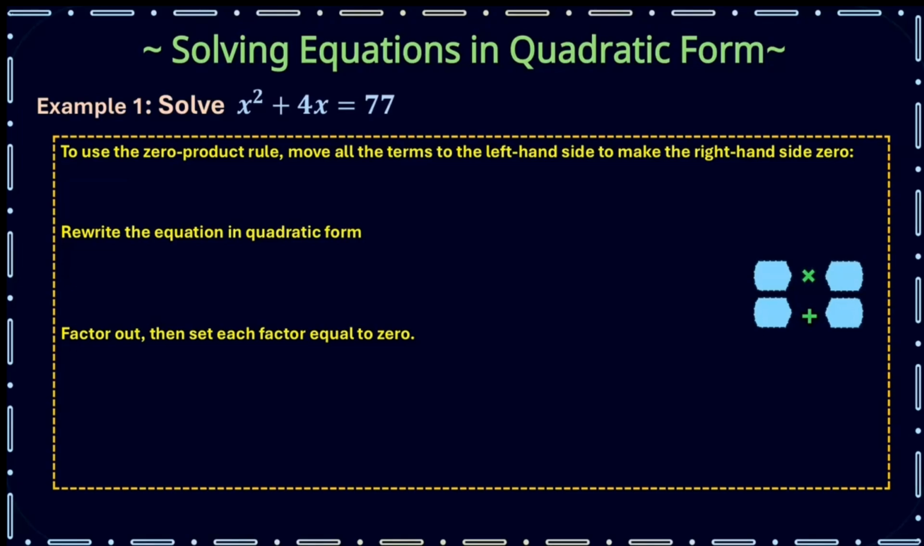To solve this equation, we need to use the zero product property, meaning that we need to move all the terms to one side of the equation. So we're going to move 77 to the left hand side of the equation. It becomes negative 77. On the right hand, you should have 0.